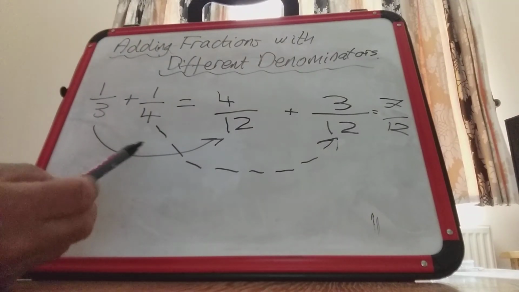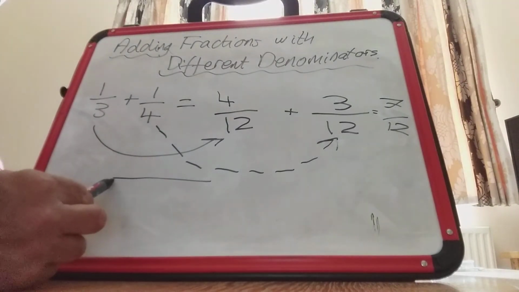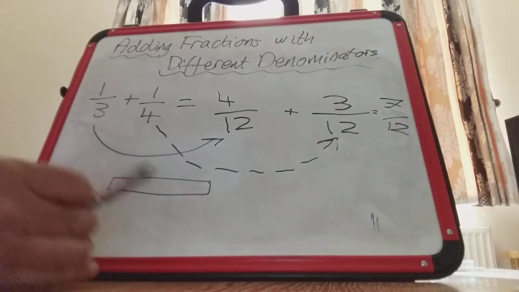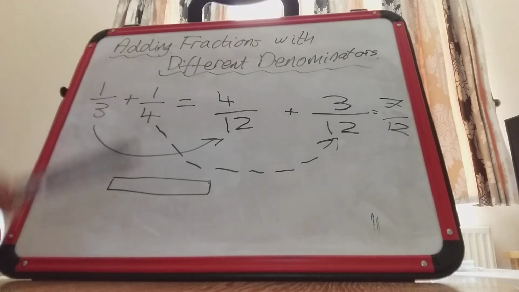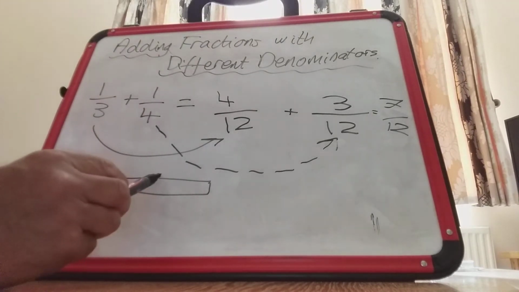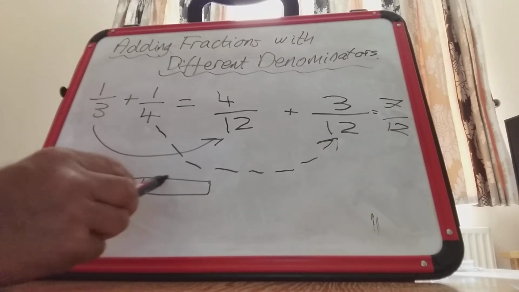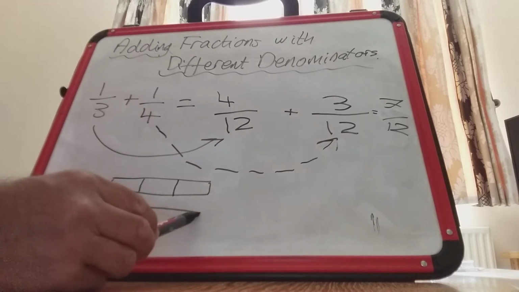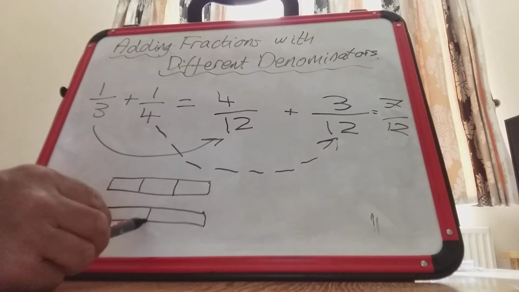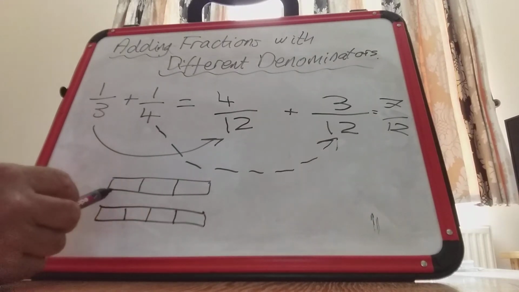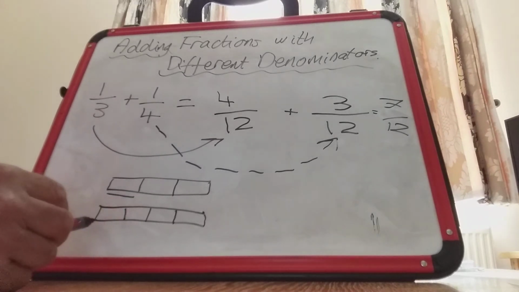Now I'm not going to do it now, but if you wanted to, you could do everything that we've done using the bar model. In fact, yes, I am going to do it now. Yes, why not? So let's do a third. So if we've got a third, we've got that, okay? And then we're going to add a quarter. And when we add a quarter, okay, so we're going to add this amount to this amount.